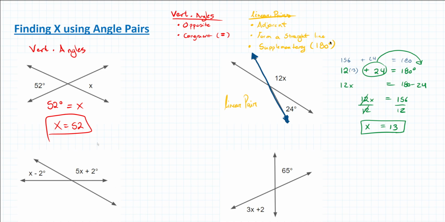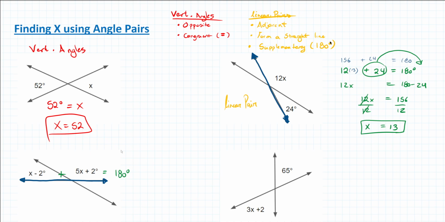Let's try this one down here. Is this a linear pair or a set of vertical angles? Well, they are adjacent to each other. They form a straight line. Look at that, they form a straight angle. So, these must be a linear pair. Meaning, if I add them together, it will equal 180. They're supplementary. So, let's add them together.